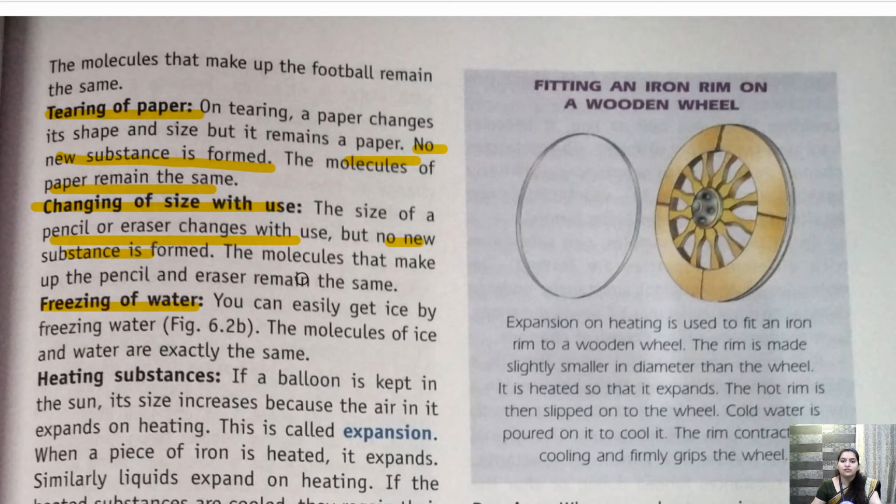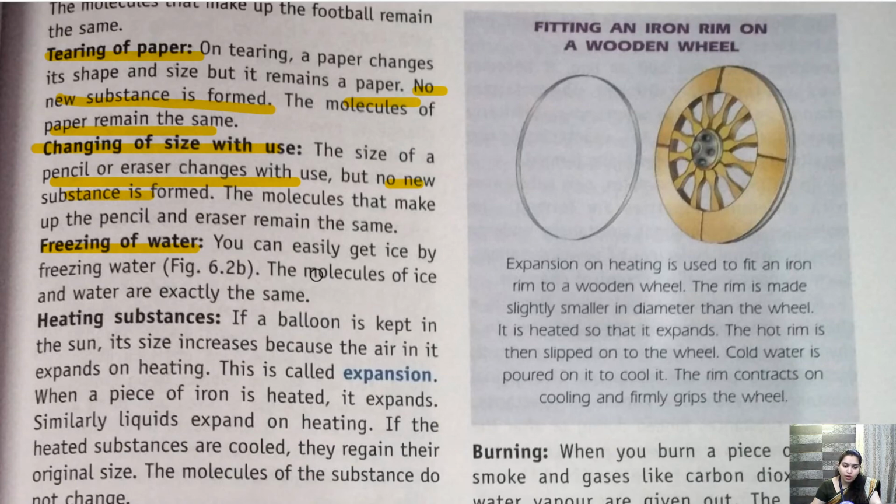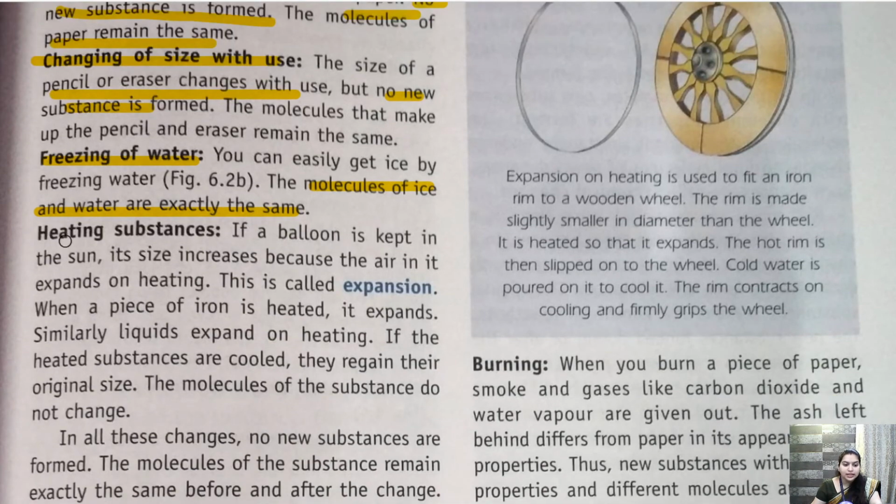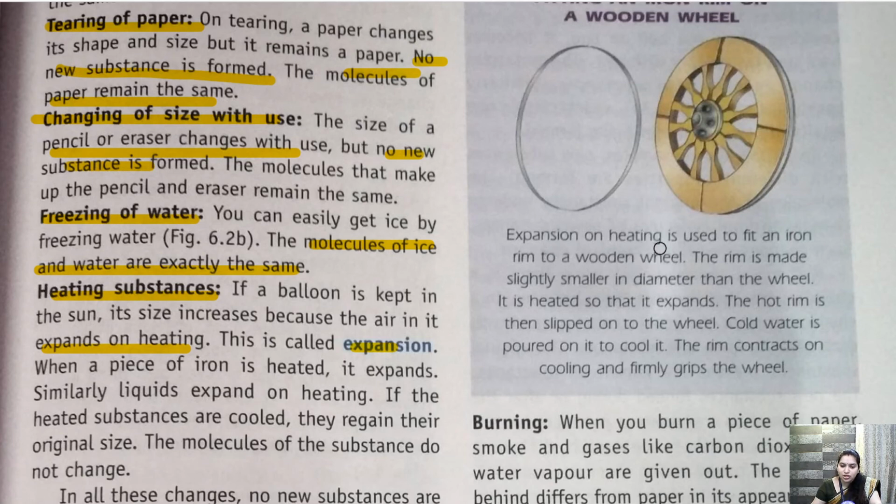Similarly, freezing of water. The molecules of ice and water are exactly the same. No new substance is formed. Heating a substance. If a balloon is kept in the sun, its size increases because the air in it expands on heating. It expands. This is called expansion. You can clearly see here, expansion on heating is used to fit an iron rim to a wooden wheel. This is a rim. The rim is made slightly smaller in diameter than the wheel. It is heated so that it expands.